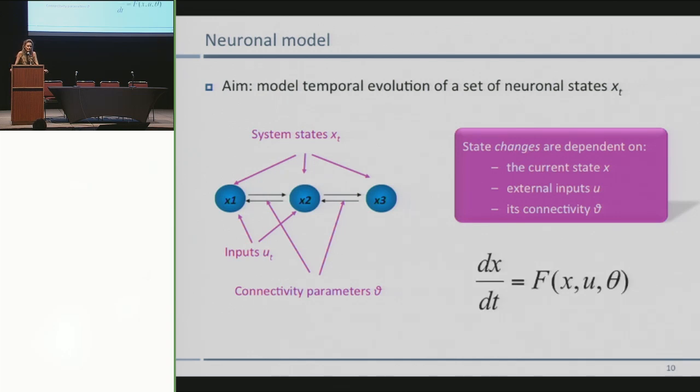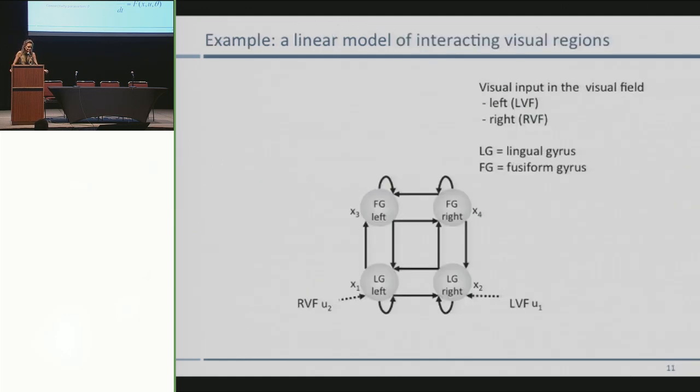And so at the bottom of our DCM, going all the way up, we're going to start with a simple linear differential equation, dx/dt, which is some function of the states x, also of the external inputs, and the connectivity theta, which controls the strength between the different regions and also within the region.